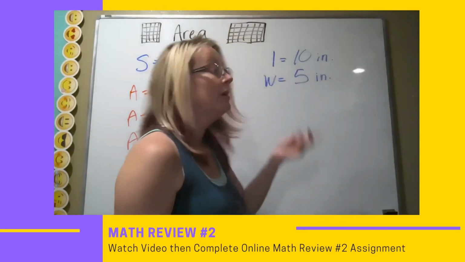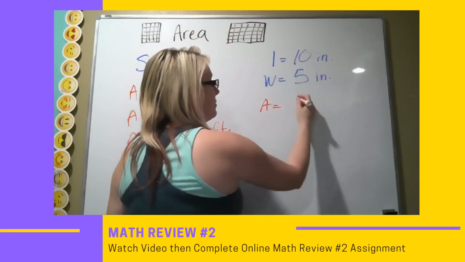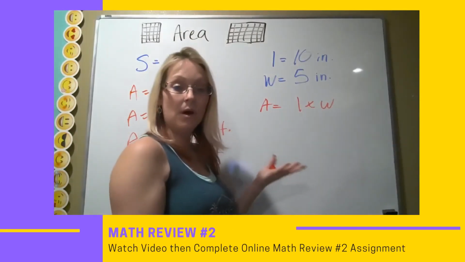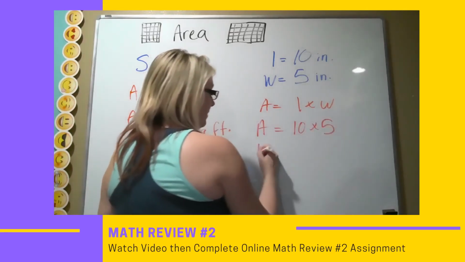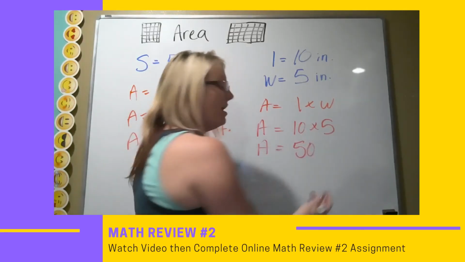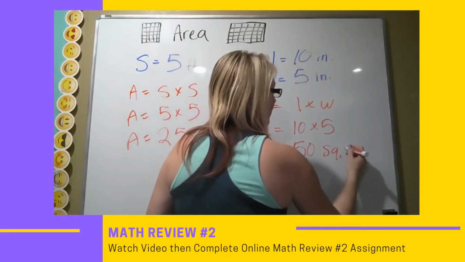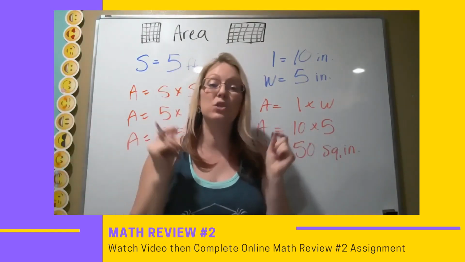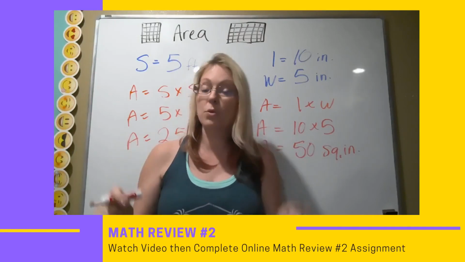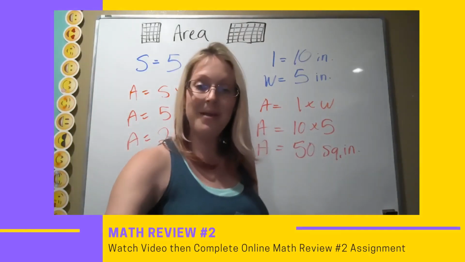Then if we have a rectangle, we're going to do area equals length times width. So we fill that in. A equals 10 times 5. A equals 50. 50 what? Square inches, right? Because anything you do in area has to be square. Square inches, square feet, square yards, because you're doing the inside area. Okay, that was area.